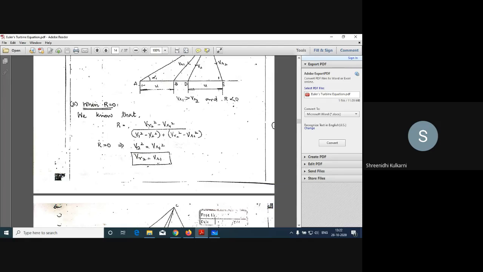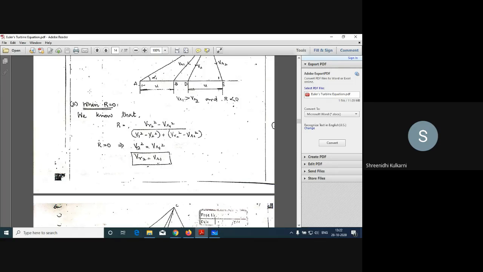Then we have the square here. So I can write VR2 square is equals to VR1 square. I can transfer VR1 to this side. So we will get VR2 square is equals to VR1 square. The square and square will cancel. Finally, VR1 is equals to VR2.